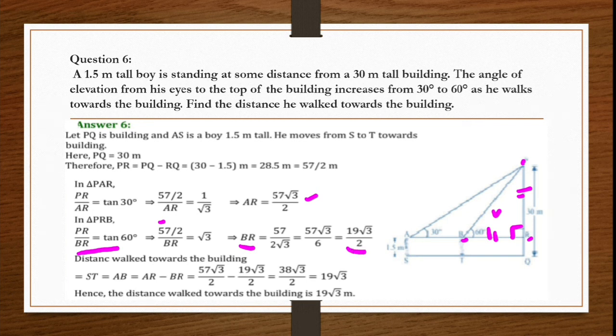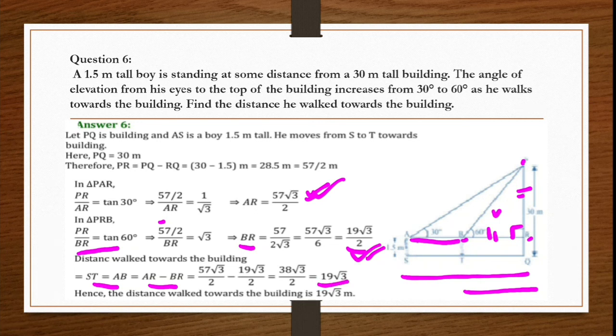Okay, now you got AR is equal to 57 root 3 by 2 and BR is equal to 19 root 3 by 2. You have to find the value of AB. That means AB will be equal to AR minus BR. Just subtract these two values, it will be 19 root 3. This AB is equal to ST, that means ST is equal to 19 root 3. That means the distance walked toward the building is 19 root 3.